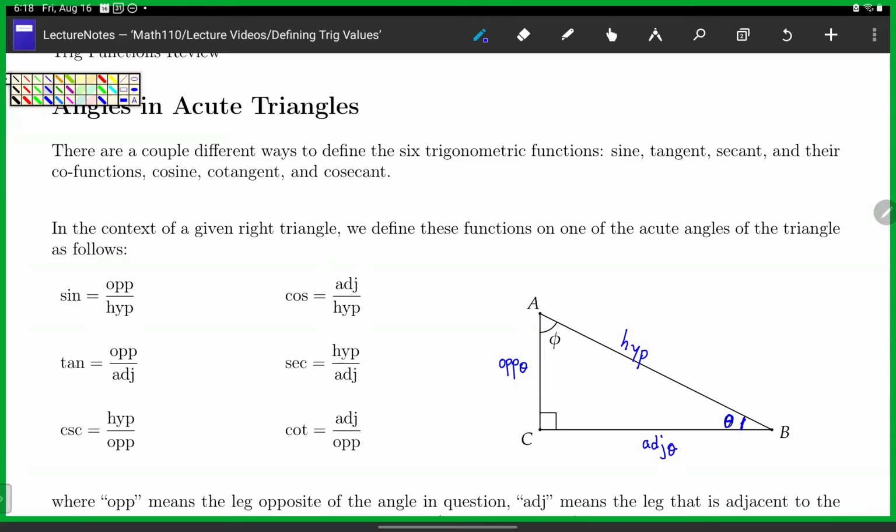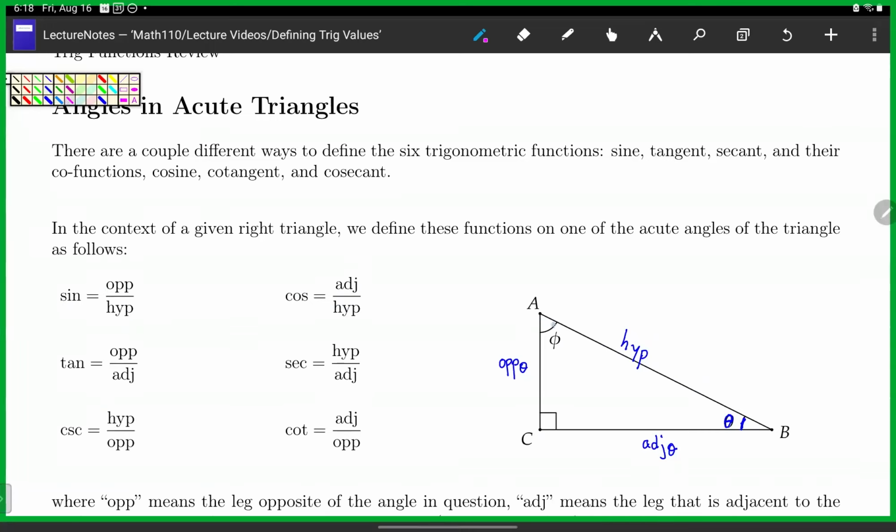So the sine of theta is going to be the length of the opposite leg divided by the length of the hypotenuse. So there's where sine is opposite over hypotenuse. Cosine is adjacent over hypotenuse, so the cosine of theta would be the length of that adjacent leg divided by the length of the hypotenuse. Now, hypotenuse is always the hypotenuse. It's the side that's opposite of the right angle, but opposite and adjacent legs are relative to the angle mentioned.